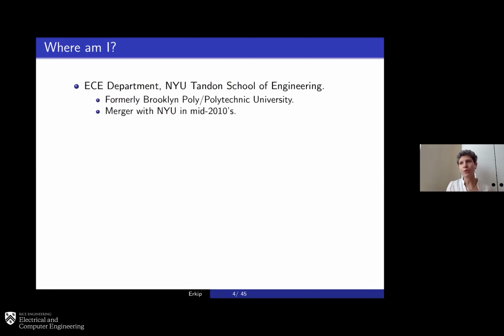Well, for work, where am I? Before March 2020, where did I spend most of my waking time, at least? I'm in the ECE department of NYU Tandon School of Engineering, which is located in Brooklyn. It's the second oldest engineering school in the United States. It used to be known as Brooklyn Poly, but it has gone through many, many name changes.